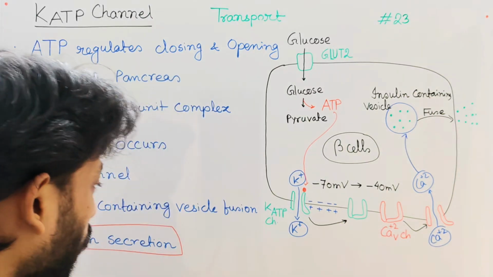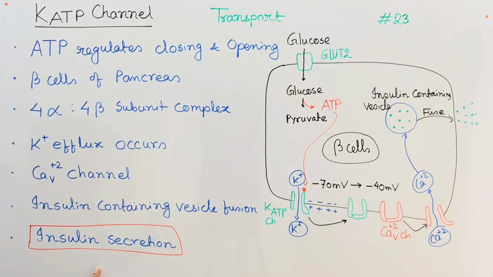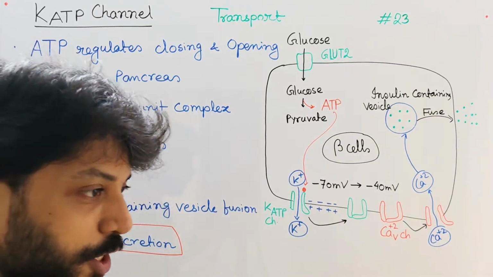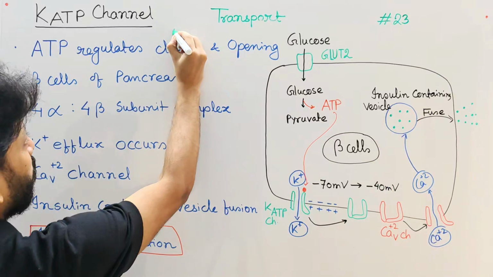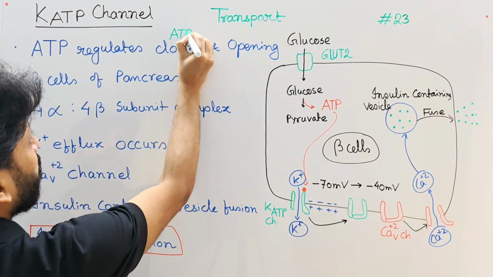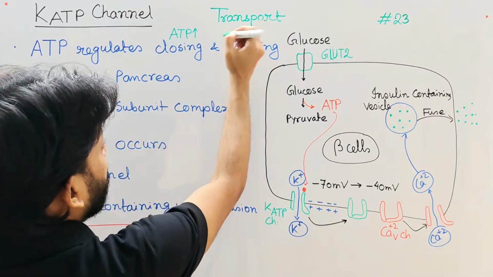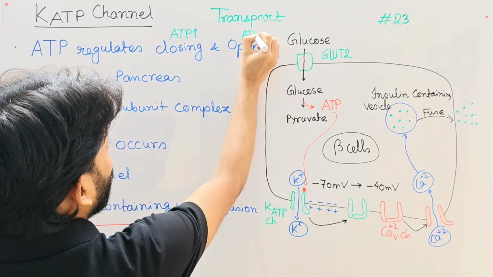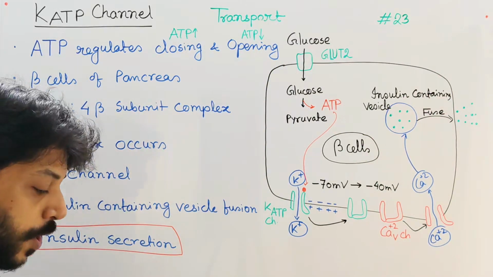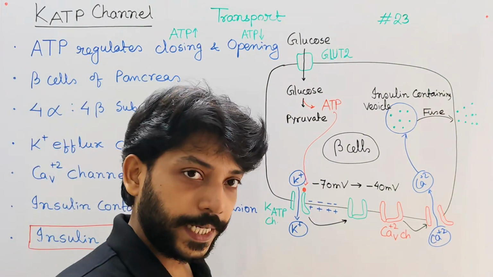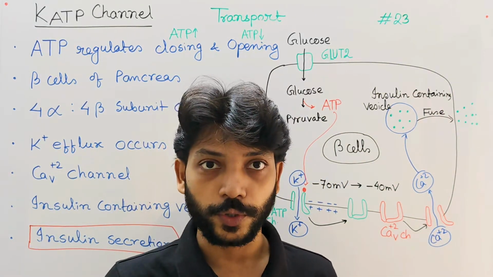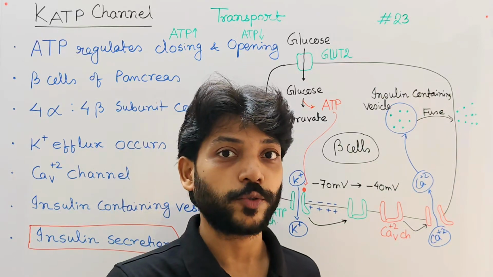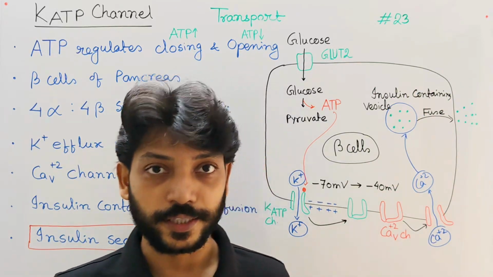Now I have written all the important points here that I will explain one by one. At first I want to mention that ATP regulates the closing and opening of this channel. When the concentration of ATP increases in the cell, the channel closes, and when the concentration of ATP is lower, it actually remains open. We know that ATP indicates the metabolic status in a cell. So in a way, we can say that this channel can also sense the metabolic status in a cell.